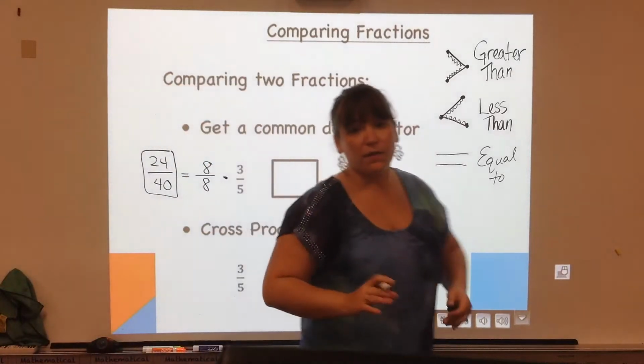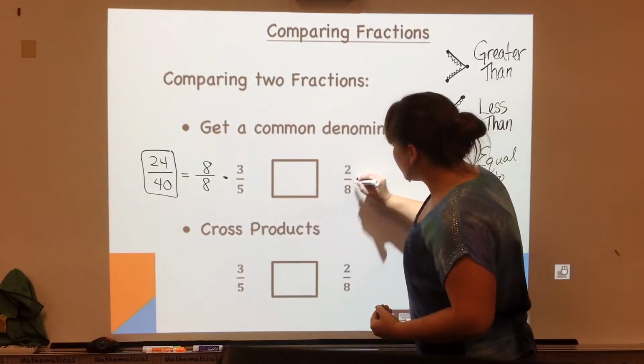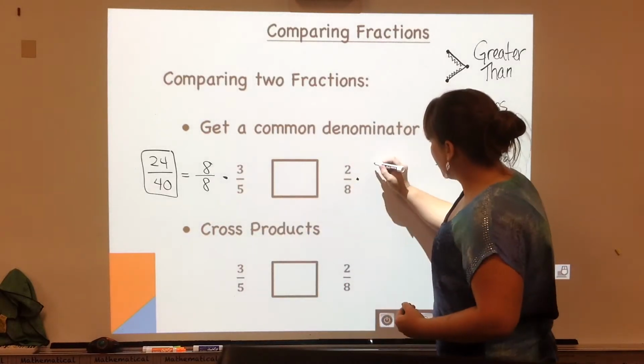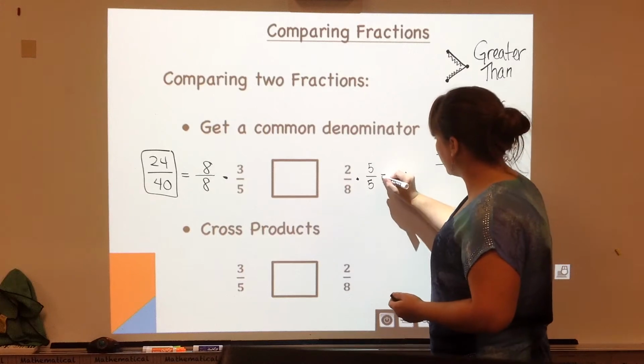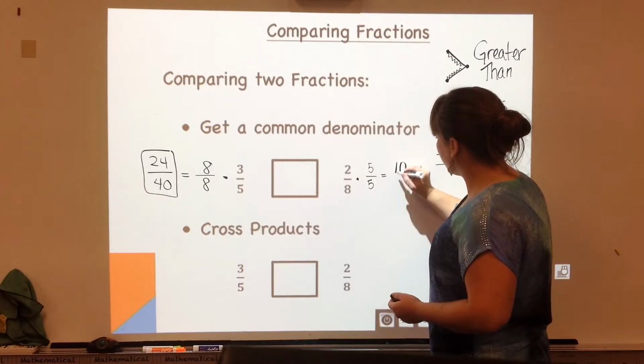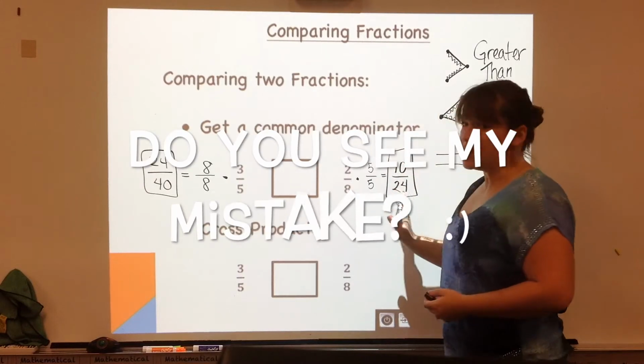Let's do the other fraction. We want to have a denominator of 40 as well. So we're going to use the 5 and bring it over here. This is a form of 1. That's why the equivalent fractions work. And we are going to be having 10 over 40 on the right.